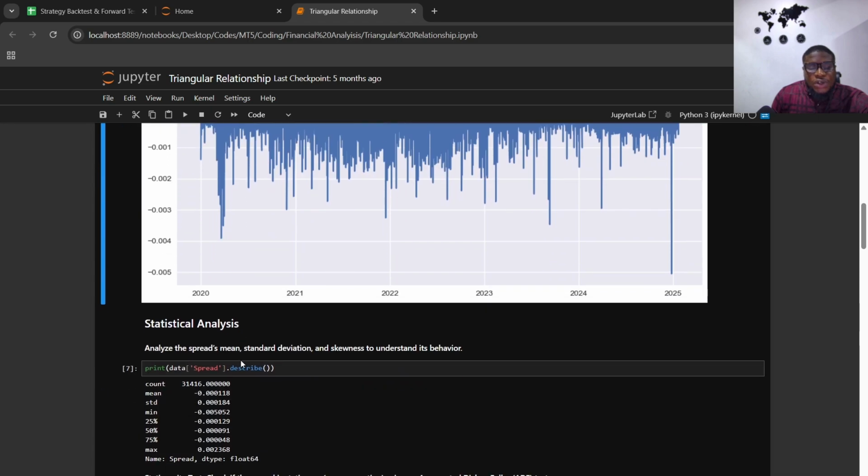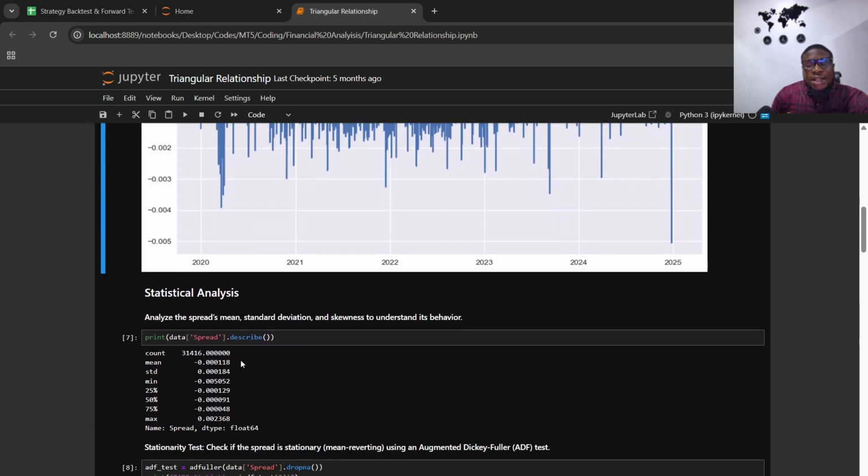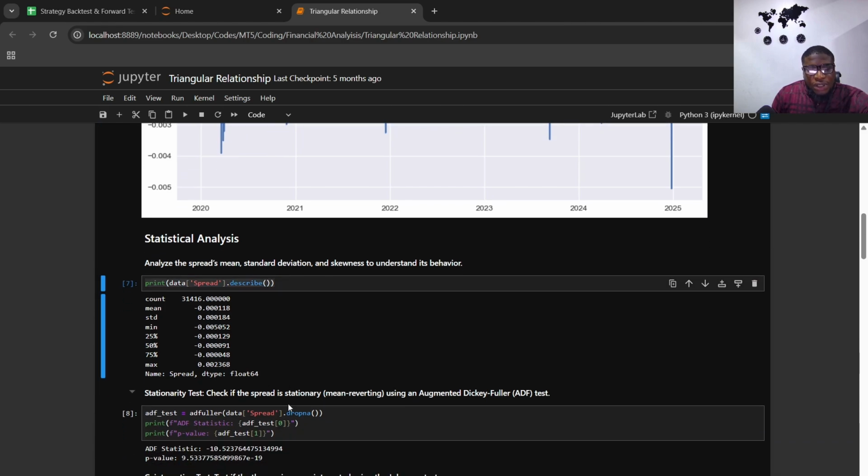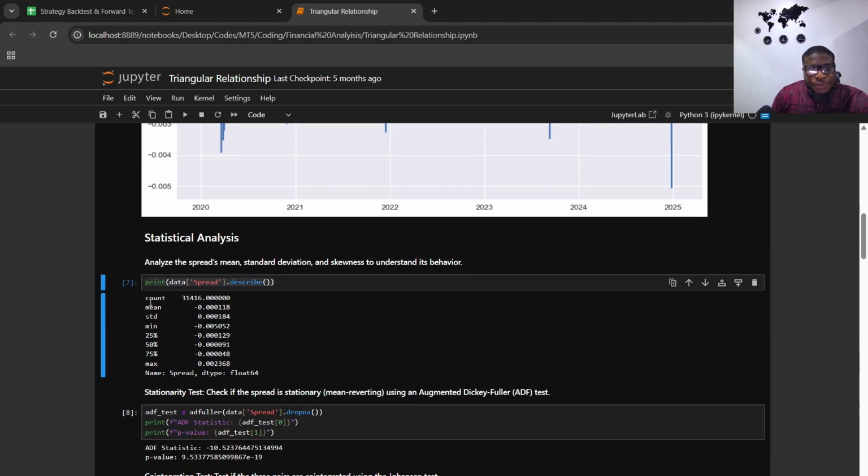Let's perform some statistical analysis here. Let's start by analyzing the spread's mean, standard deviation, and skewness to understand its behavior. And we did that here, and you can see the result here.